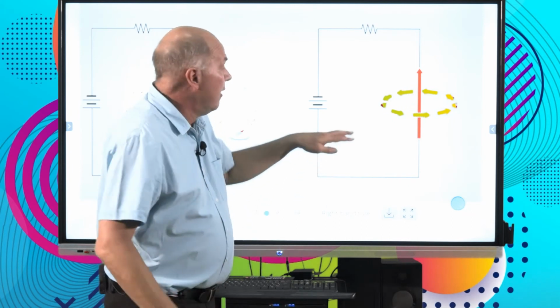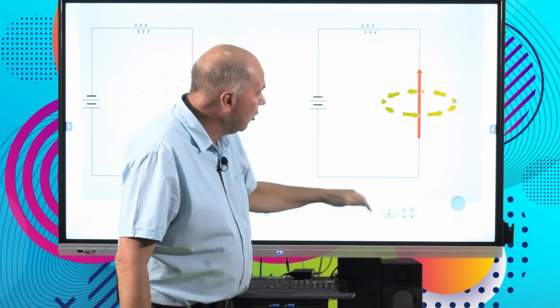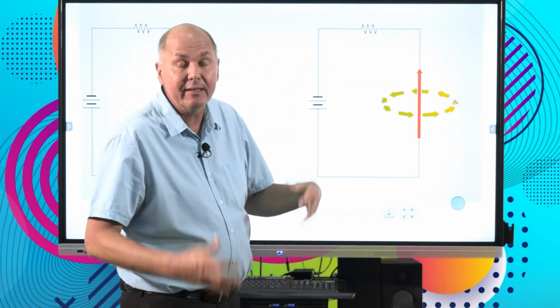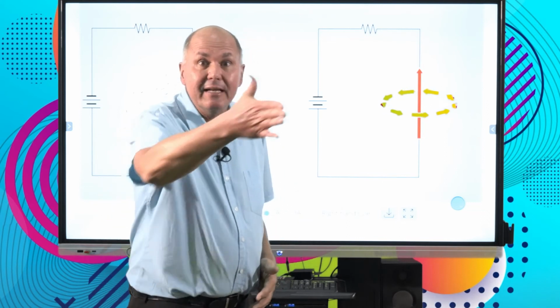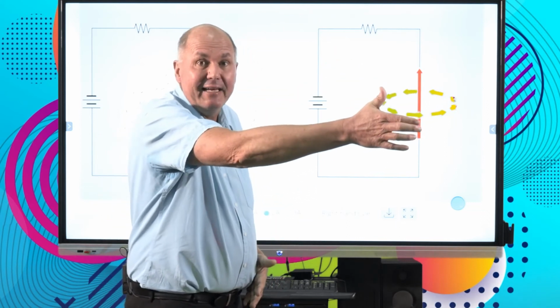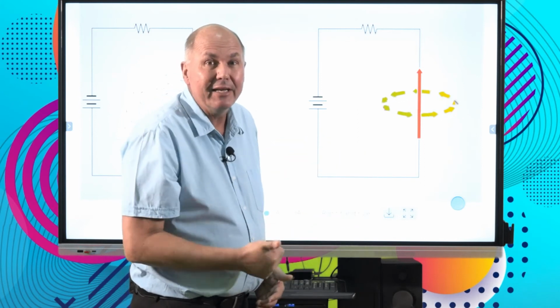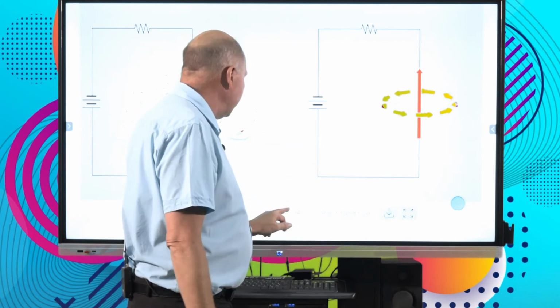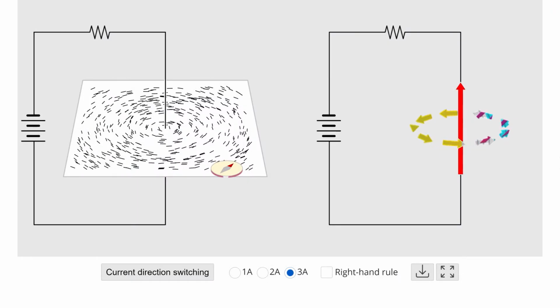And remember, that magnetic field isn't just at one point. It's all the way around where the conductor is. Wherever the conductor is, we recognize we can use the right hand rule to show us the direction of the magnetic field. Now, one of the things this animation allows me to do is to increase the current.